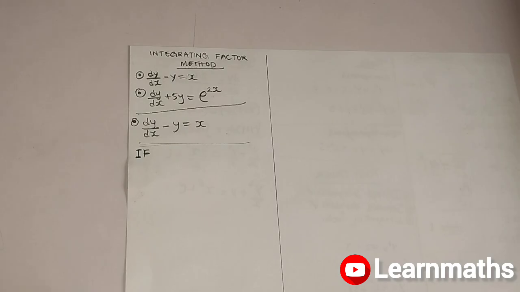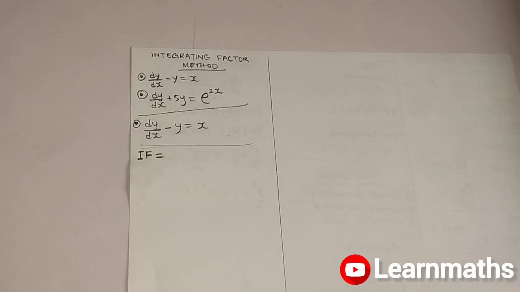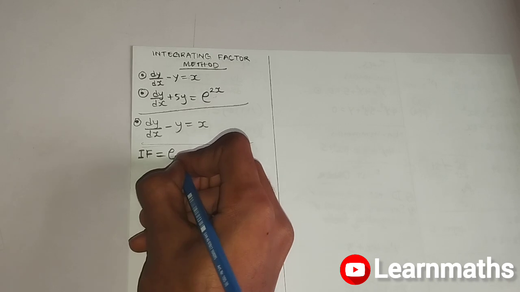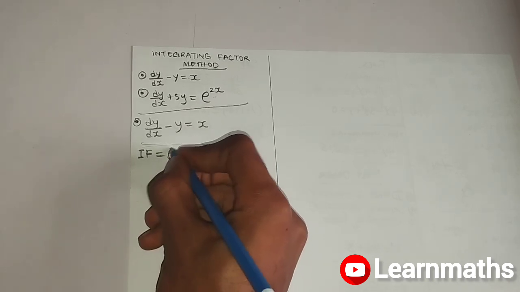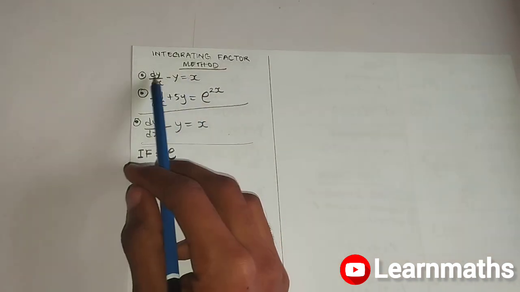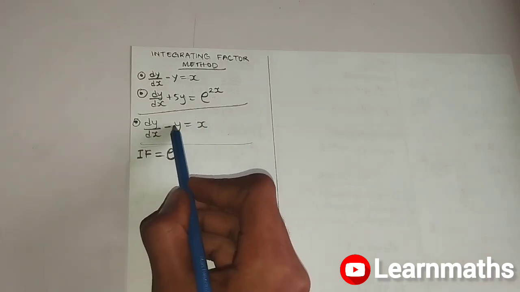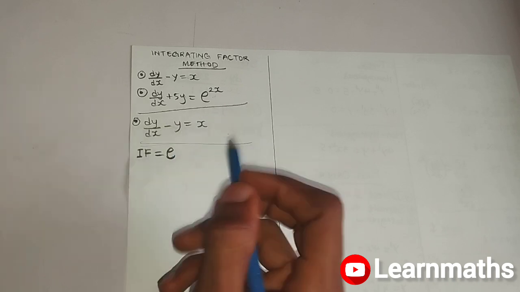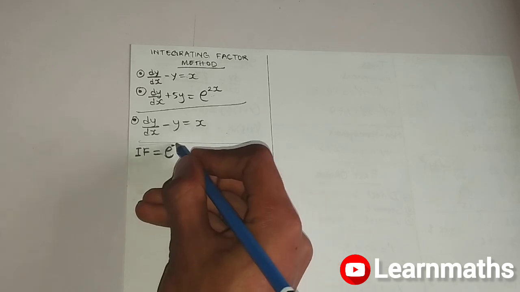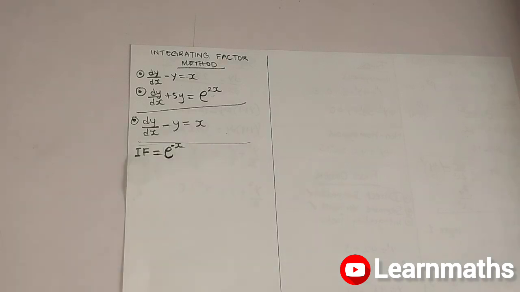For this first example, how are we going to get the integrating factor? Now, the term having y, whatever the coefficient of y is, we're going to find the exponent of that with x. For this first differential equation, we have negative y, which is the same thing as negative 1y. So the coefficient of y there is negative 1, so I'm going to have the exponent of negative x. That will be my integrating factor.